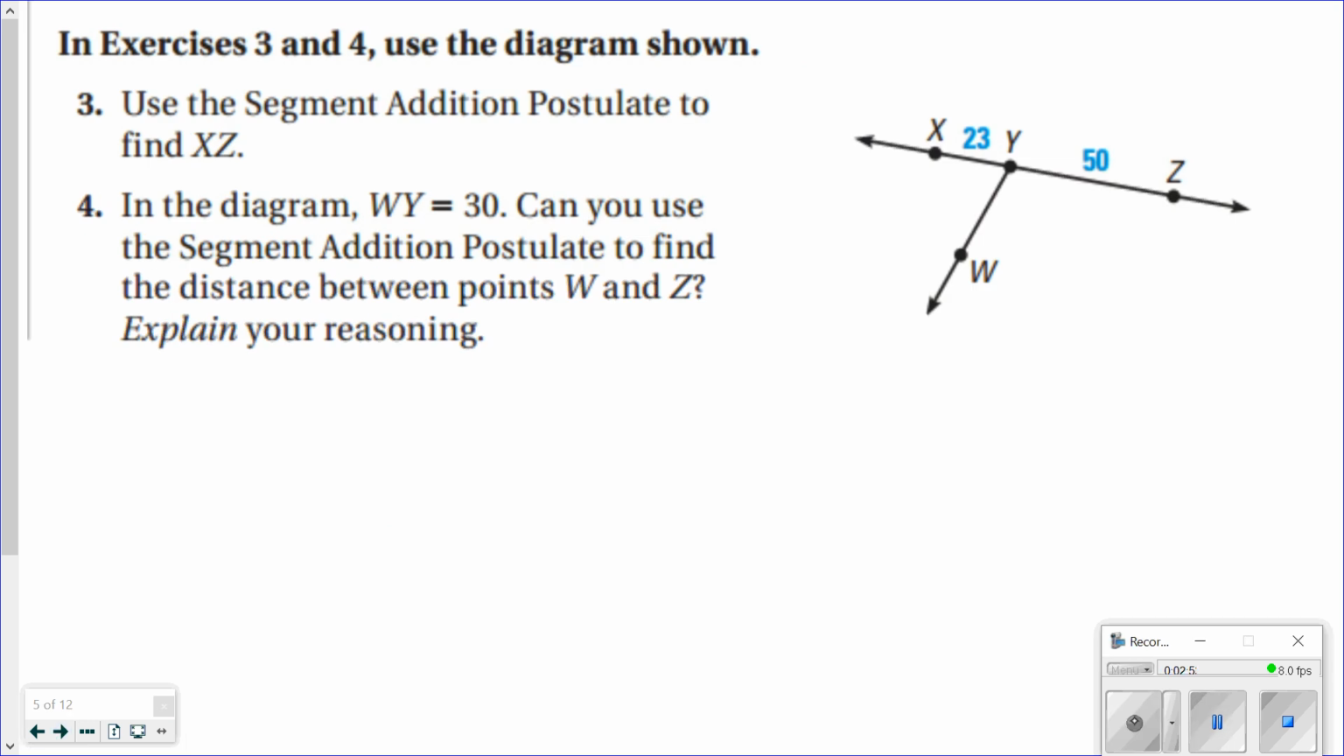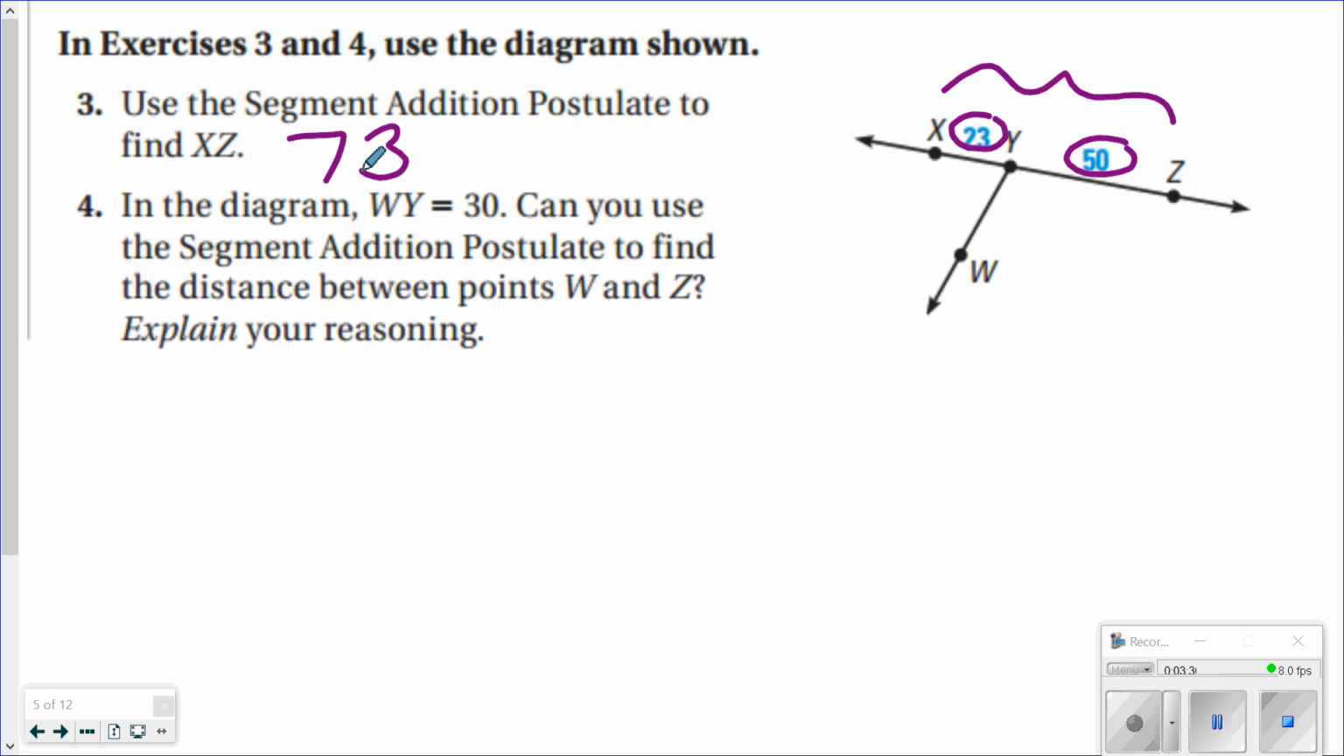In exercise 3 and 4, use the diagram shown. Number 3. Use the segment addition postulate to find XZ. All right, so if I look at my diagram, I see that XZ is right here. Well, if I look closely, I see that XZ is split into two parts, XY, which is equal to 23, and YZ, which is equal to 50. So the segment addition postulate just says, hey, add those up. So 23 plus 50 is equal to 73.